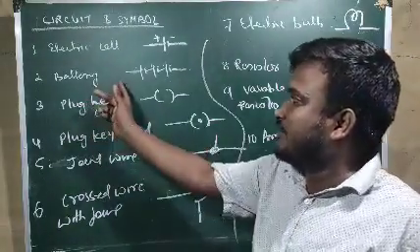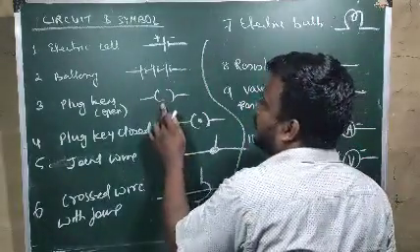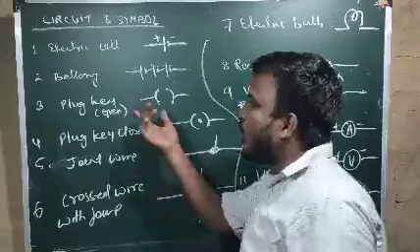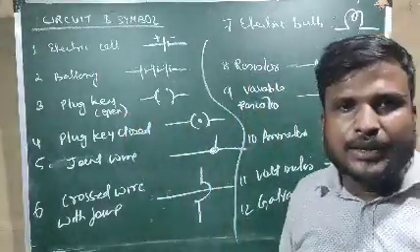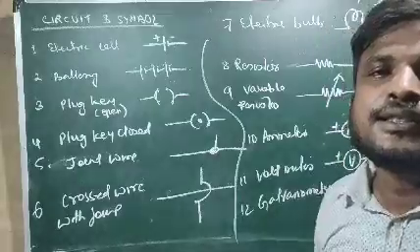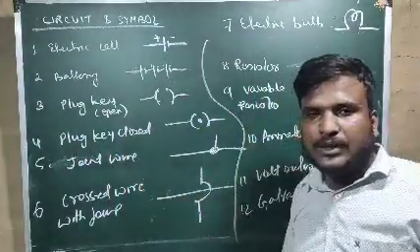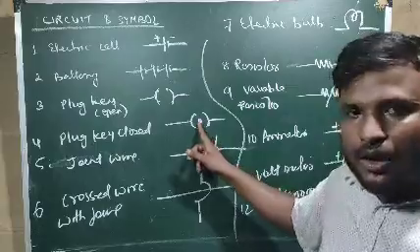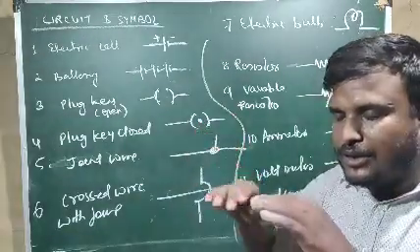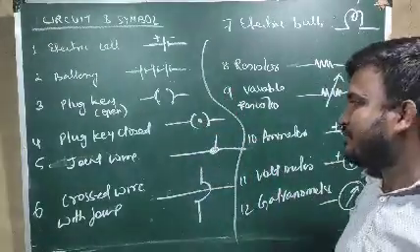Third one is plug key. Key, switch. So this kind of symbol if you see anywhere in a circuit diagram, this is nothing but a key which is opened. What is the meaning of opened? If this switch is opened, that means current will not flow in the circuit. Fourth one is plug key closed. Closed means if it is closed, you see one dot if it is available here, then we can say that the circuit is working and current is flowing through the circuit.